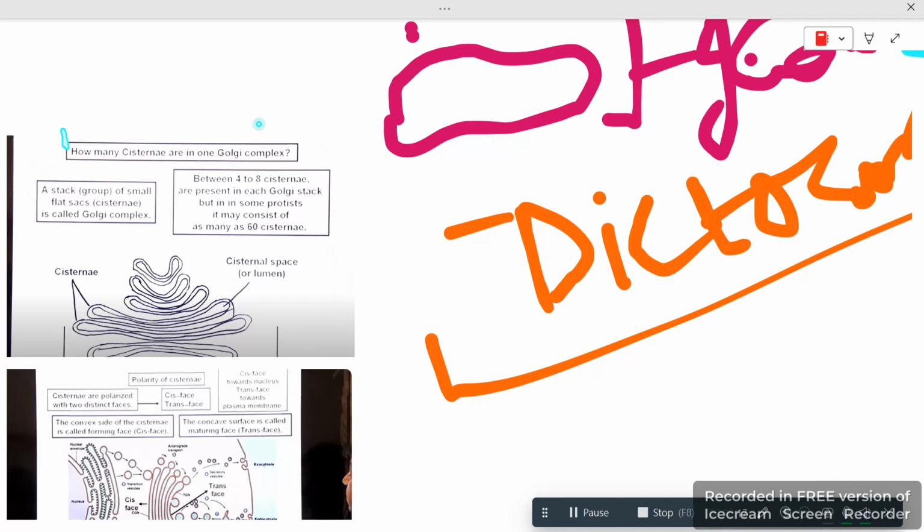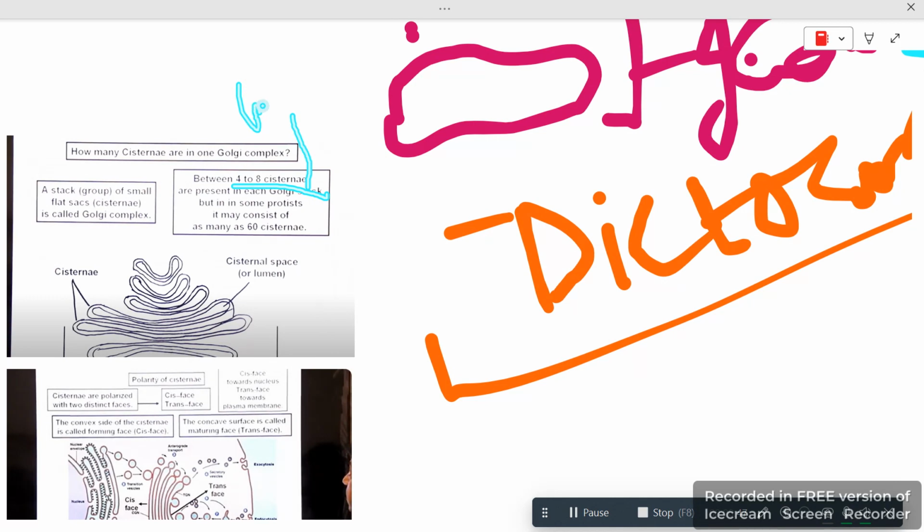So what if I ask you how many cisternae? Cisternae is this kind of structure you see, one, two. So how many cisternae would be there? That's the question to you first. But still, if you don't know, I will tell you. There are from 4 to 8, but if you talk about some other protists, you can also find 60 in them. But when we talk about human beings, animals or plants, you'll find 4 to 8 cisternae, not more than that.